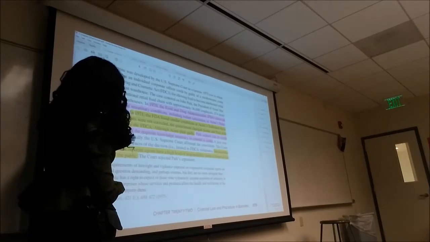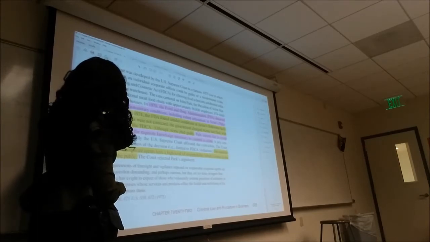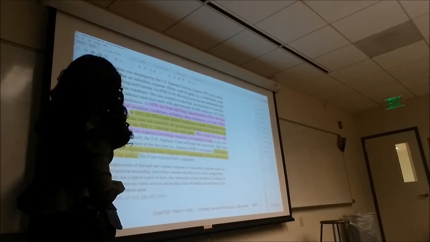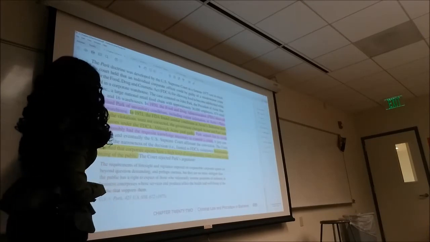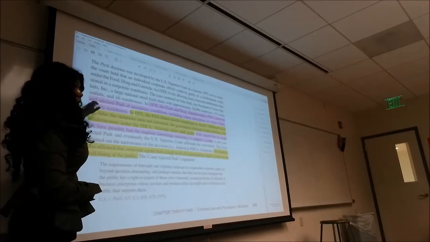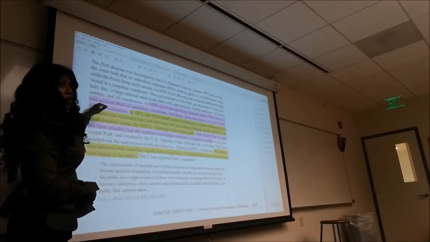Although Acme pled guilty, Park argued that he could not have possibly had the requisite knowledge necessary to commit the crime. A jury convicted Park eventually, and the Supreme Court affirmed the conviction. The court pointed out the narrowness of the decision, but nonetheless affirmed that corporate agents have a high level of responsibility when it comes to the well-being of the public. First of all, they noted a condition. They told him about it. He was on notice, so he knew about it.